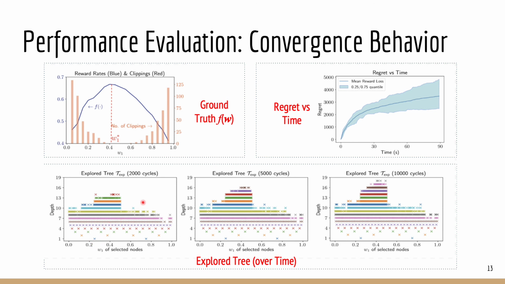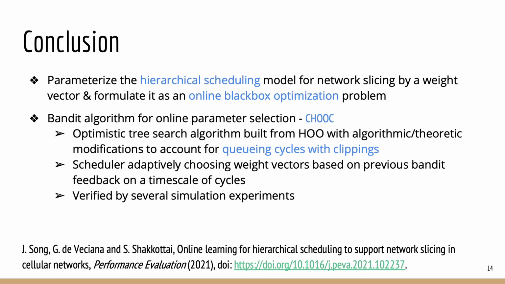As you can see, after 2000 cycles, most of the weight samples already concentrate around the optimal solution. As more cycles are collected, the tree further grows towards the optimal weight. And finally, we plot the regret over time, and it exhibits a sublinear growth as we expected. Please refer to our paper for more experiment results.